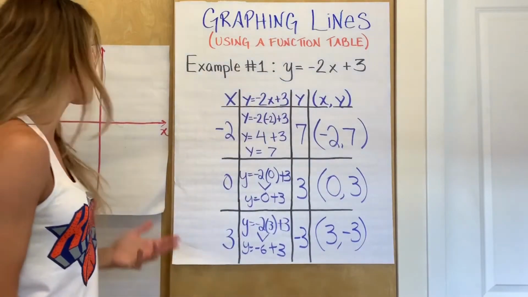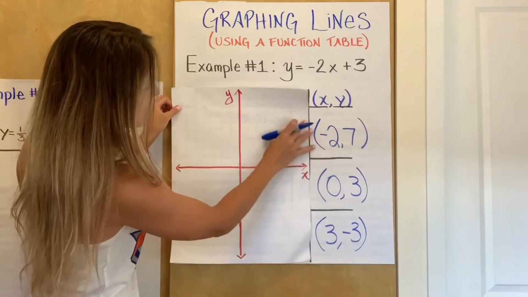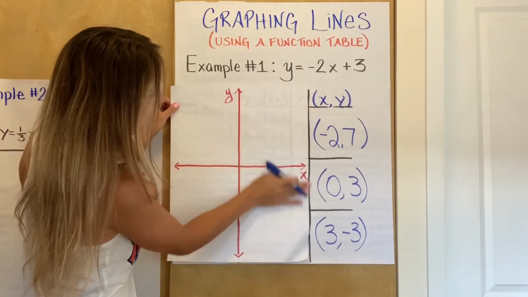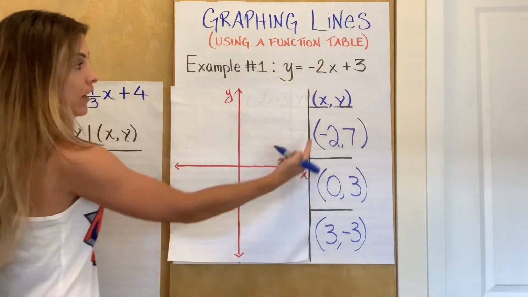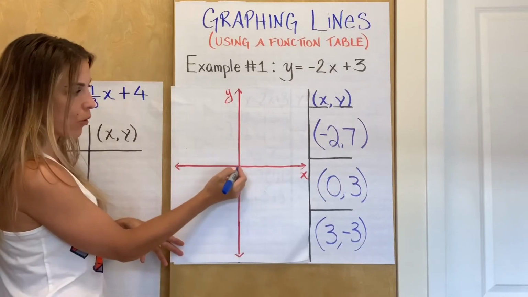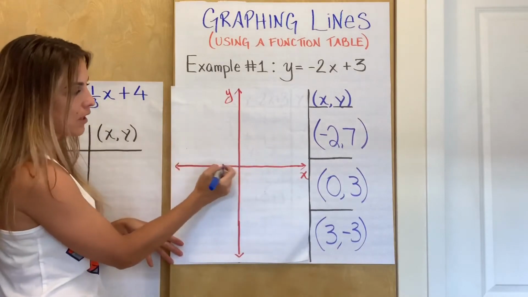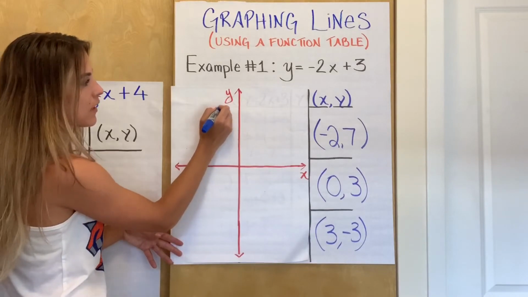Now I already have 3 points on this line, and I can go ahead and plot all of those. I'm going to plot negative 2, 7 to start with. If you need help with plotting, it goes x, y. So x is negative 2. From the origin, my negative values are to the left, so I'm going to negative 2 and then up 7. 1, 2, 3, 4, 5, 6, 7.